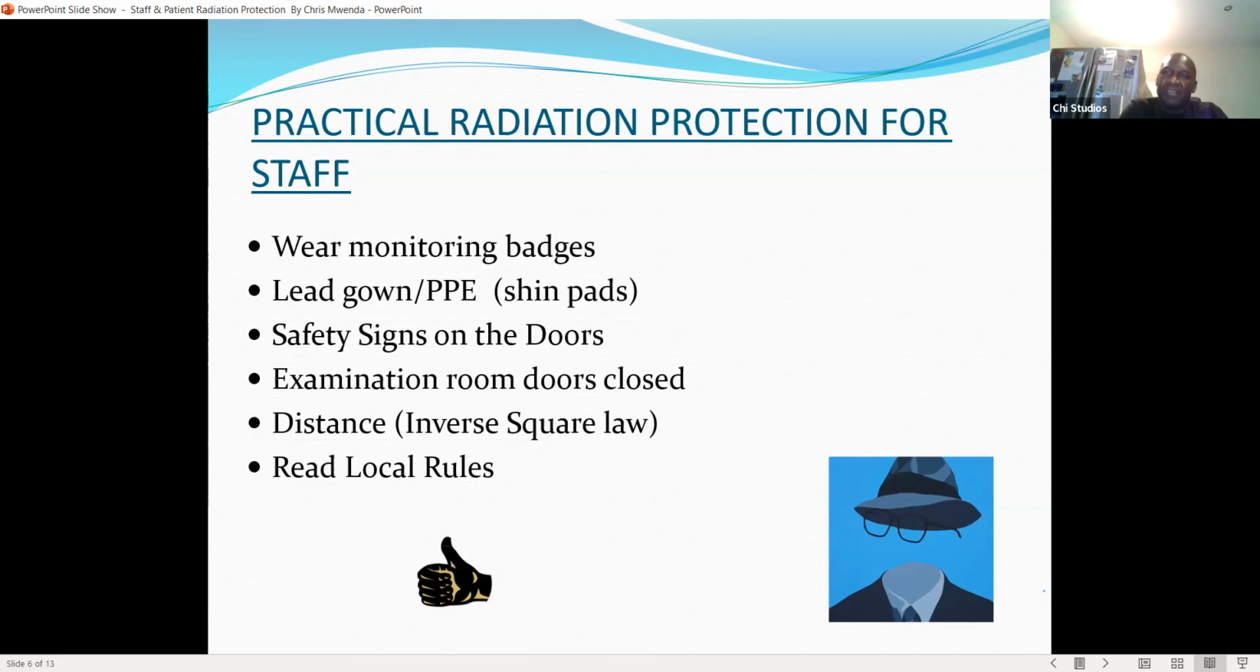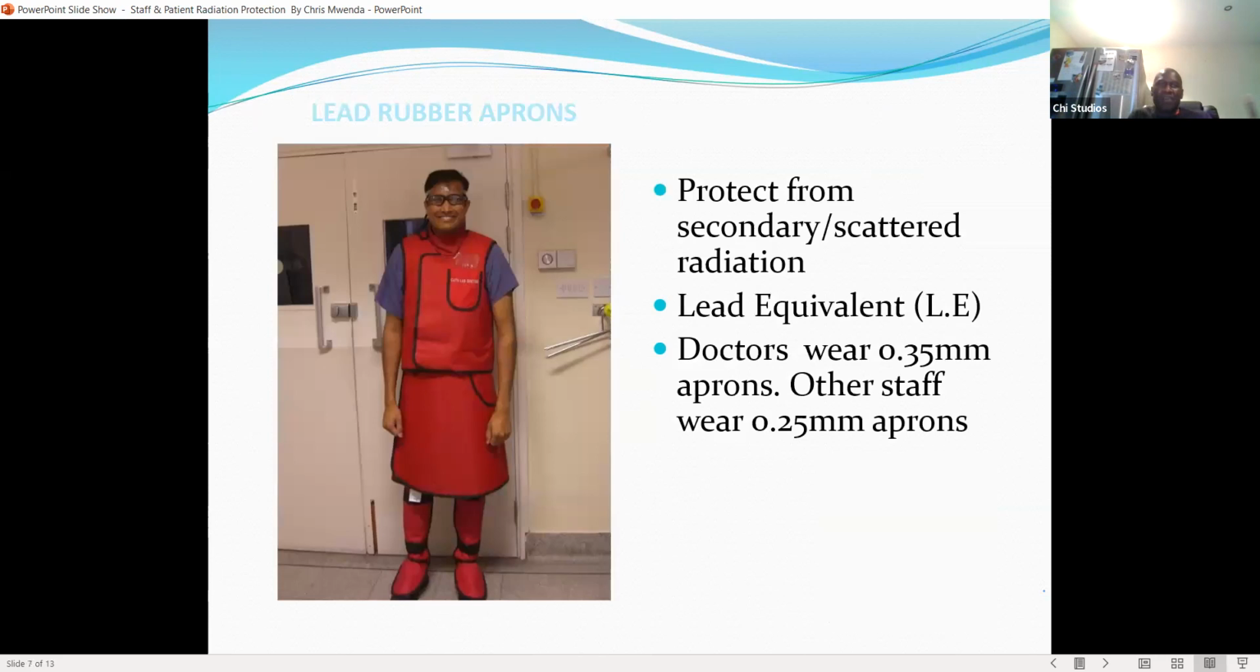Oh, you can see the invisible man. So this is one of the examples of how our doctors dress up for a procedure. You can see he's wearing lead glasses.